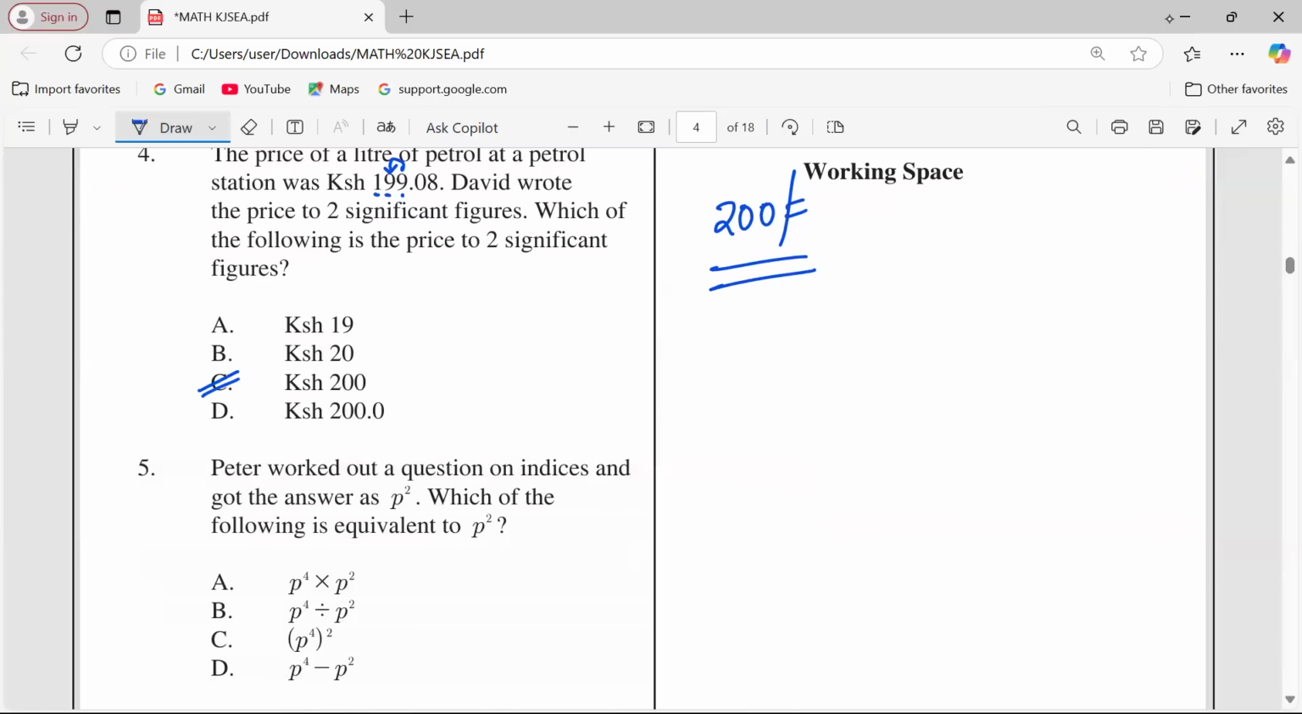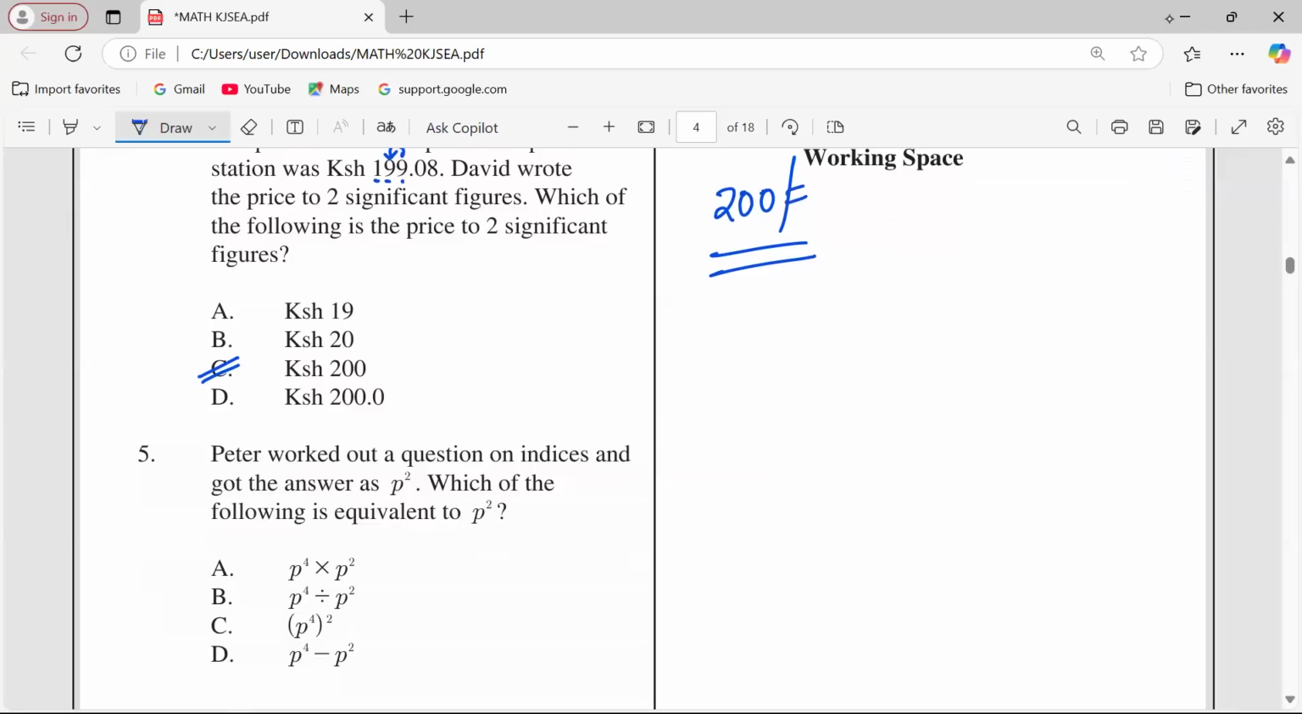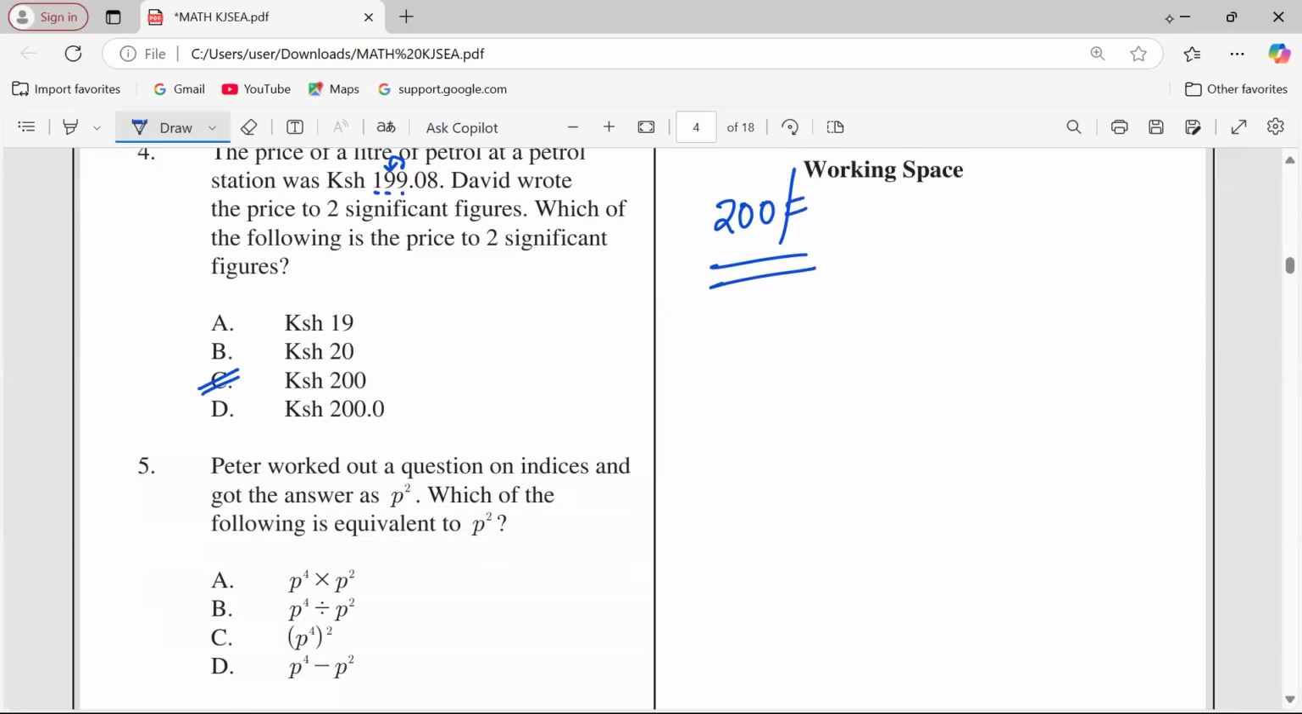because a 0 at the end of a significant number is usually significant. A 0 at the end of a decimal number is also significant. So choice D is 3, not even 3. Actually, it's 1, 2, 3, 4. This one is a 4 significant figure number. This one is 1 significant figure number. And this one is 2 SF.